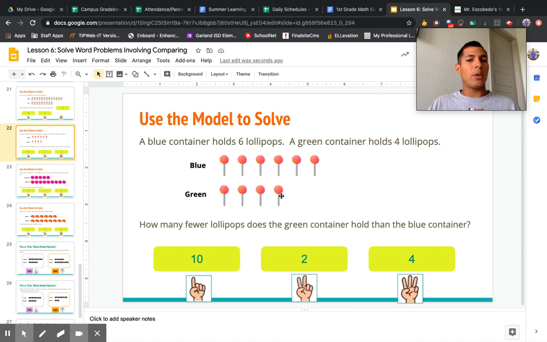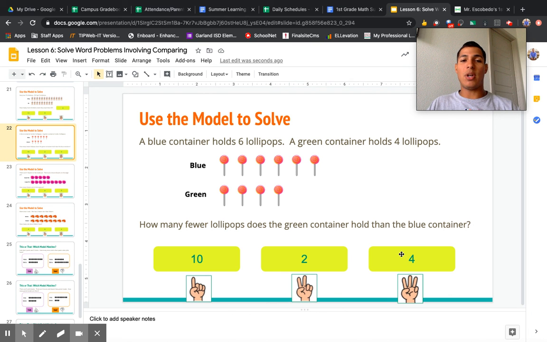So how many fewer then? Hold up the answer. Hold your finger up 1 if you think 10. Hold your finger up 2 if you think 2. Hold your finger up 3 if you think 3. Giving you guys a second to respond.